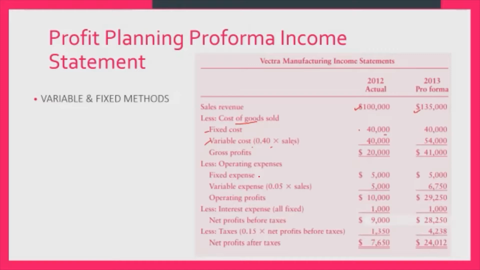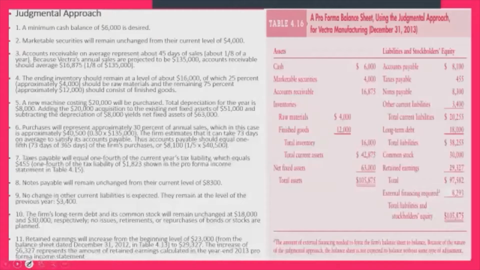Operating expenses, we're given fixed operating 0.5, so it's 0.5% of 100,000, 0.5% of 135. And taxes will be the same, it's 15%. Sorry, not taxes, interest. Interest is fixed. Okay, interest is fixed. It wasn't variable. Taxes, however, are variable. So it's 15% of the net profit before tax, right, to get our net profit after tax. So you have the fixed method and you have the variable and fixed, or mixed, method. Then we have the judgmental approach.